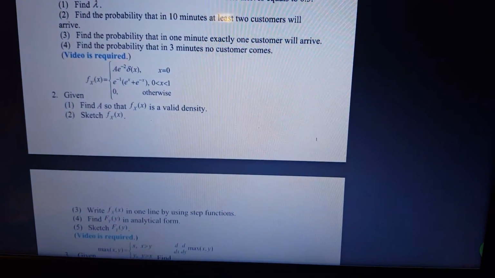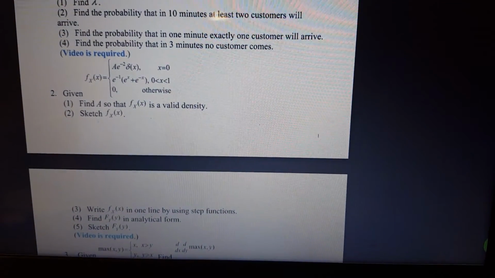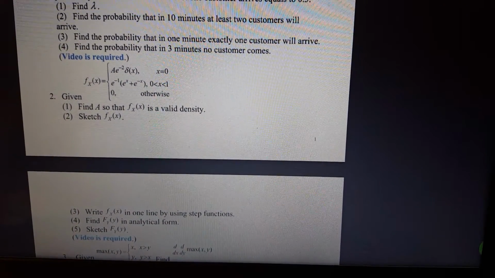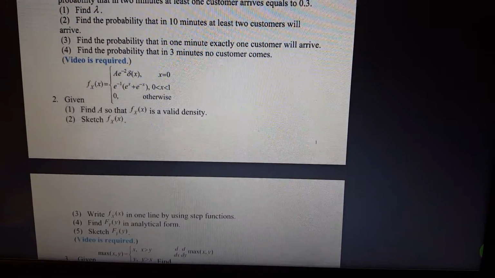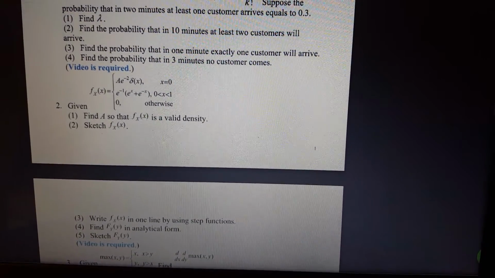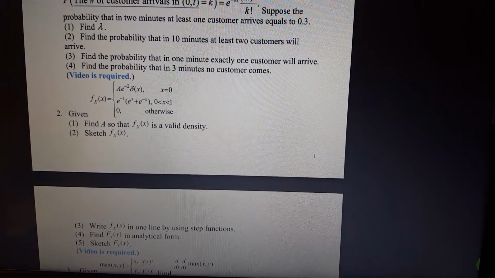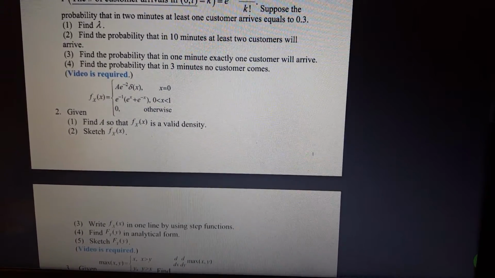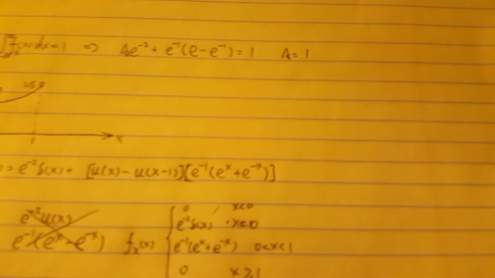Okay, then we come to the second problem. In the second problem we are given f of x, and there are 3 questions. First, we want to find a so that f of x is a valid density.